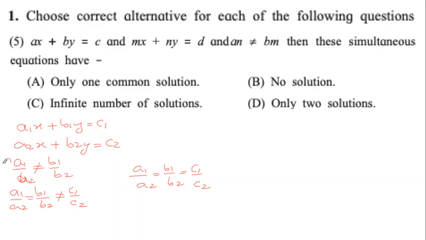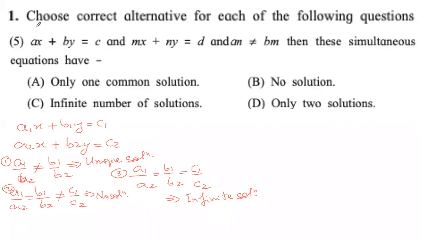When condition 1 is true, it means one unique solution. When condition 2 is true, it means no solution. When condition 3 is true, it means the lines are coincident. That means infinitely many solutions. That is what we need to check here.